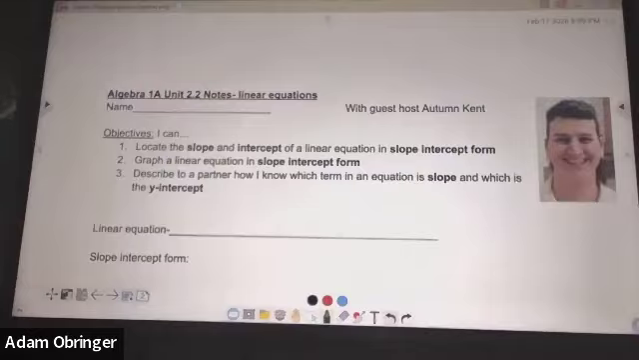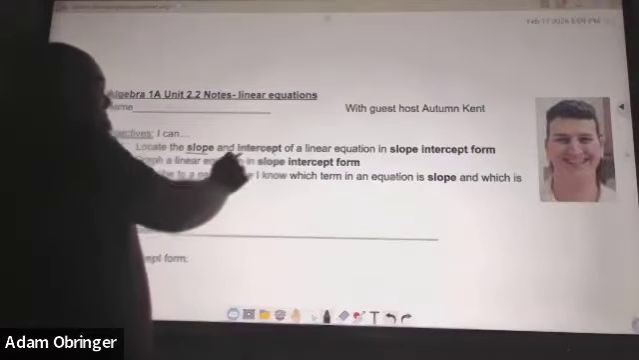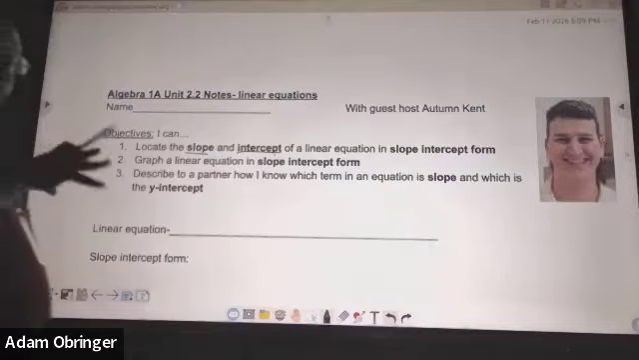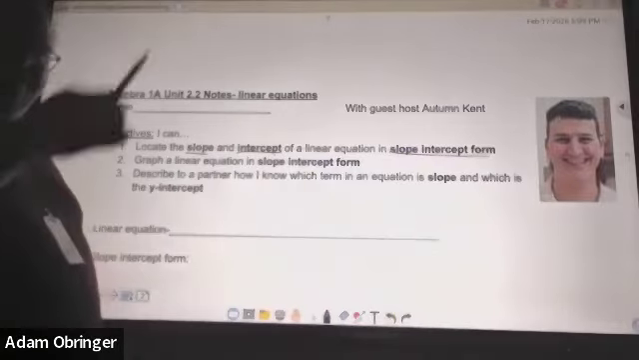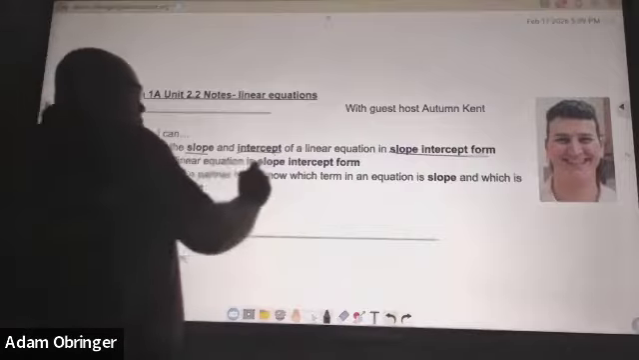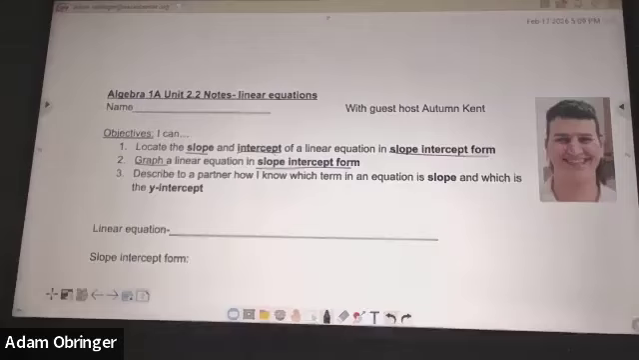So things that I would want you to do by the end of the lesson, you're going to want to locate the slope and intercept, and those are both vocab terms that we will introduce here in a little bit. And those are both from the slope-intercept form. So you're going to need to be able to pick out those terms. You're going to want to be able to graph the linear equation that's in the slope-intercept form. So I'm going to give you an equation. I'm going to ask you to produce a graph.